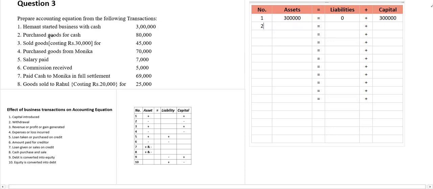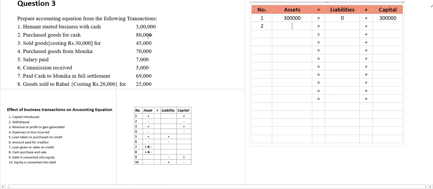Transaction number 2, purchase goods for cash. Purchase for cash, see this one. Cash purchase or cash sales belong to which one? Eighth one, right? So here, eighth one is here basically. If something is purchased or sold on a cash basis, one asset increases, another asset decreases. So for goods purchased on cash, the effect is just on this side.